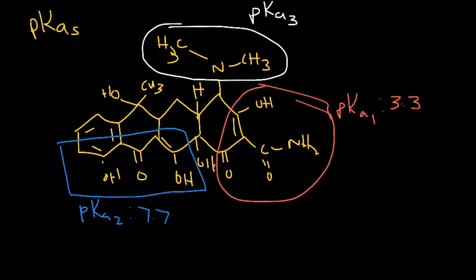Okay, so there are 3 pKa's that Dr. Ellis wanted us to know in tetracycline. pKa 1 occurs in the bottom right of the molecule, at 3.3. pKa 2 is at 7.7 at the bottom left of the molecule, and pKa 3 is 9.5 at the top of the molecule.